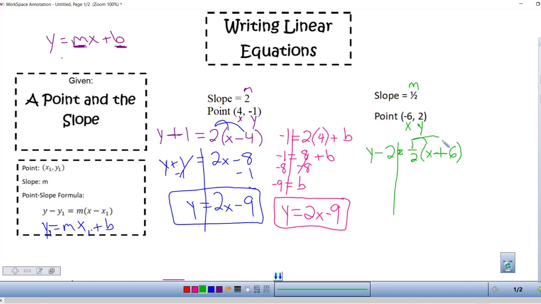I can distribute to get 1/2 x plus 3. This side stays the same. Our goal is to get y equals, so I'm going to do the opposite of minus 2 and add 2, making sure to add the 2 with the 3 because those are like terms. The 1/2 x is not a like term because it has x. Y equals 1/2 x plus 5.